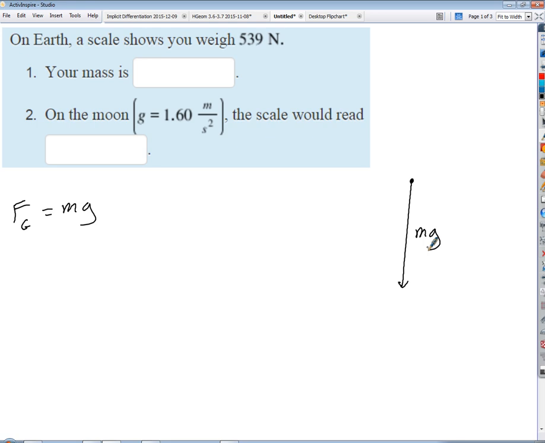So when you're standing on the scale, you are at rest. So your acceleration is clearly zero. Therefore, the net force acting on you is zero, right? So then I've got these two forces that must be equal and opposite there, right? Does that make sense? Okay, so there's my normal force.